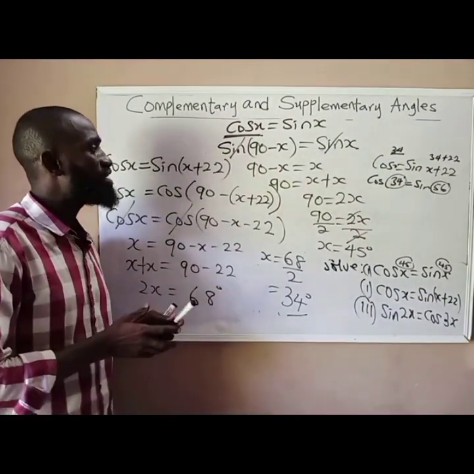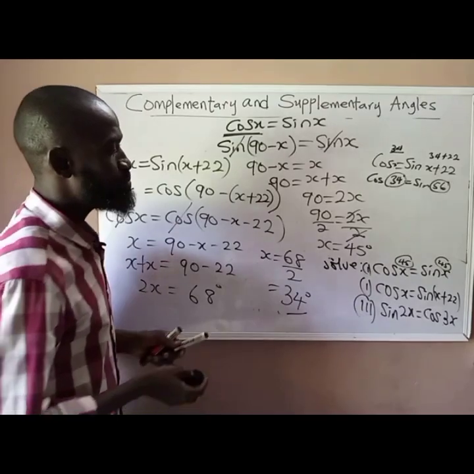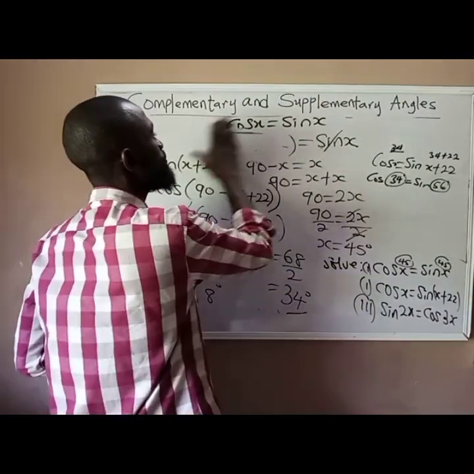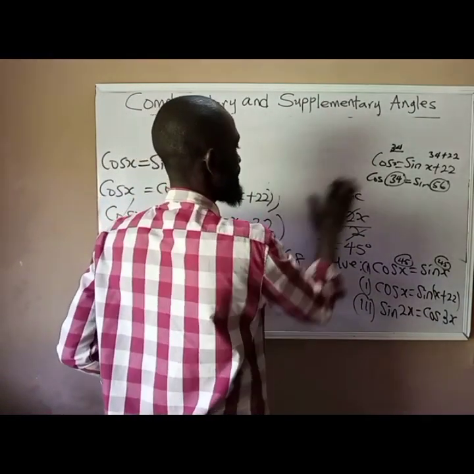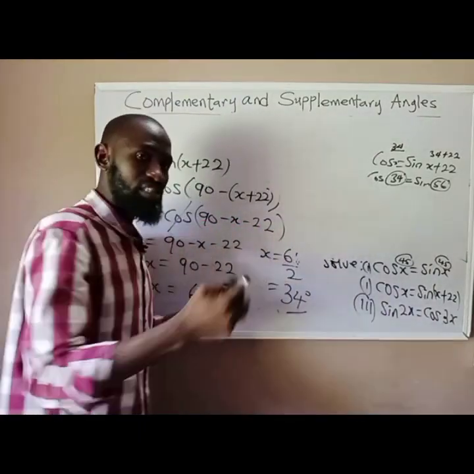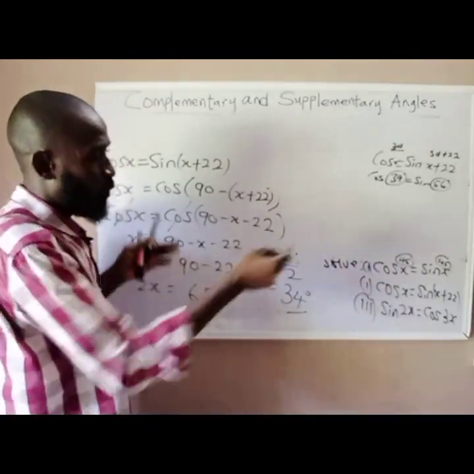So let's solve the last one, which is sine 2x equals cos 3x. The same principle. I hope you are getting this, class. You can pause the video and check one or two things here.